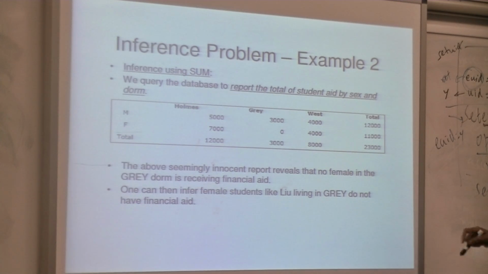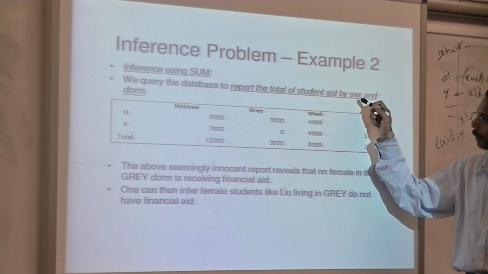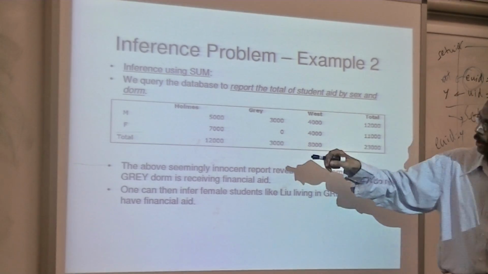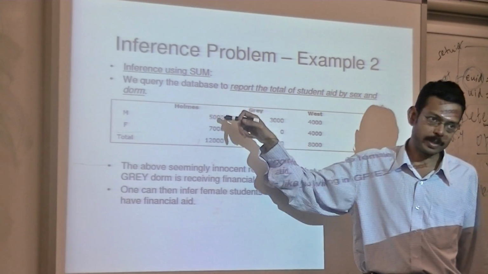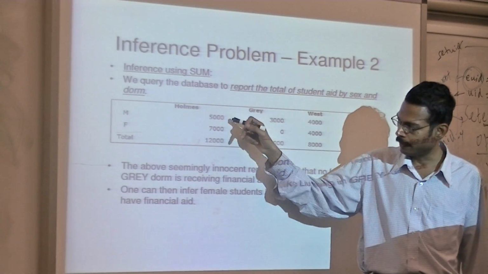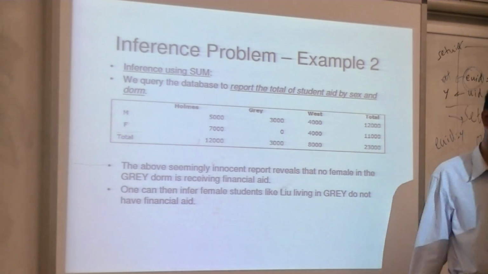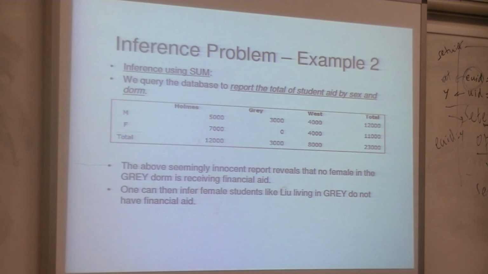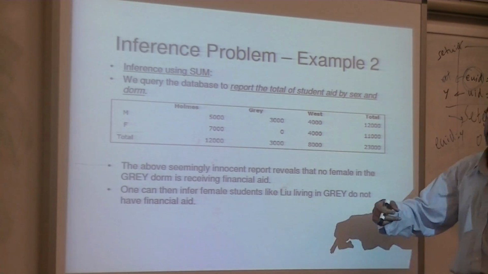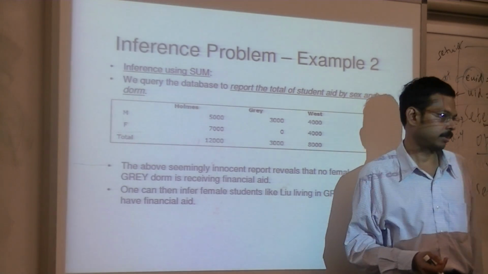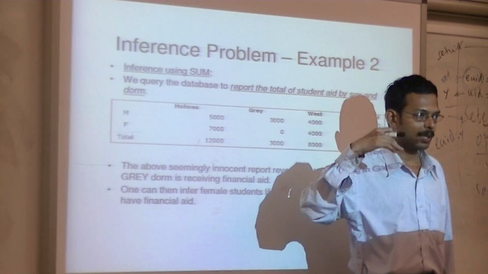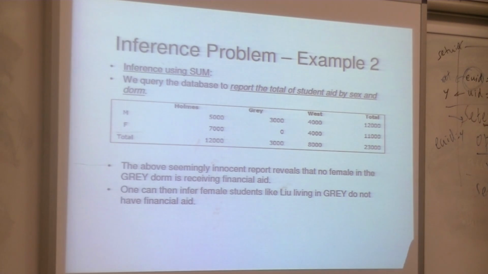So we could query the database to report the total student aid by sex and dorm, which means I want to find out in every dorm the total financial aid received by all male students and the total financial aid received by all female students. Again, we are asking only for the total financial aid of all the students. We are not asking for the financial aid received by a particular student. So it is not considered a sensitive query, right? Total, average, and all those things are very general. We are not really asking for any specific user's information.